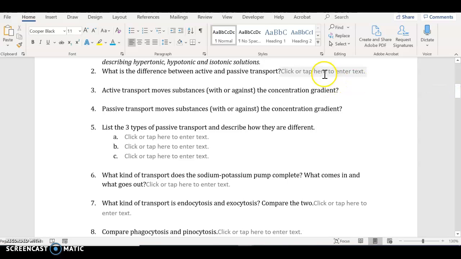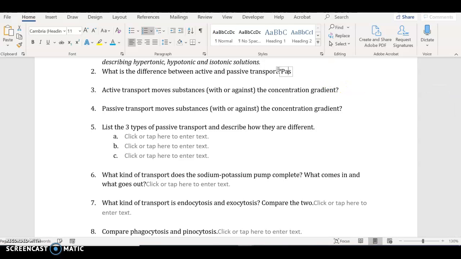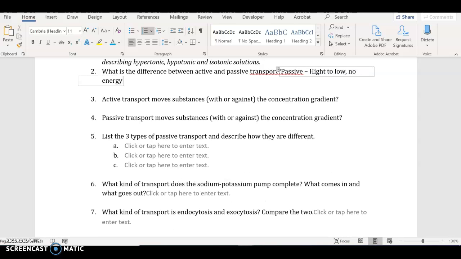So it says, what is the difference between active and passive transport? So in passive transport, you're going to be moving from high to low concentration, and there is no energy needed to do that. And so the opposite is that in active, you're going to be moving from low to high concentration, so against the gradient, and it's going to need energy. So passive with the gradient and active against the gradient, which goes with the next 2 questions.